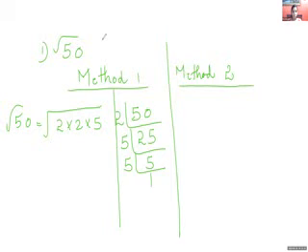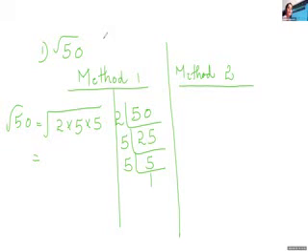Okay, I'll erase it. Wait. Thank you for showing my mistake. Okay. Is it correct now? Yes, ma'am. Okay. So, what will be the answer? 2 into 5 into 5.